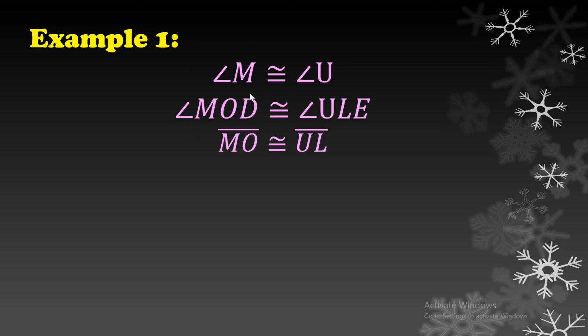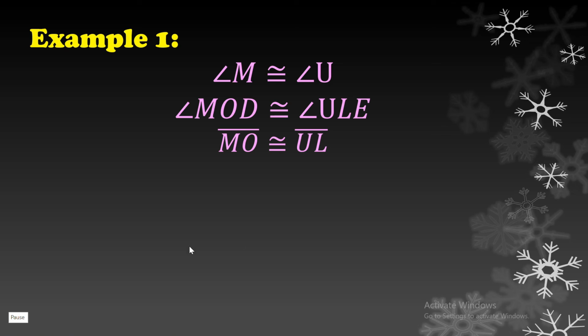For the first triangle, we have angle M and angle MOD. Take note, if the angle is named using three letters, the vertex is the middle letter. So we have side MO or segment MO. For the second triangle, we have segment UL. So since these sides are the included sides, then we can say that the two triangles are congruent based on the ASA congruence postulate.